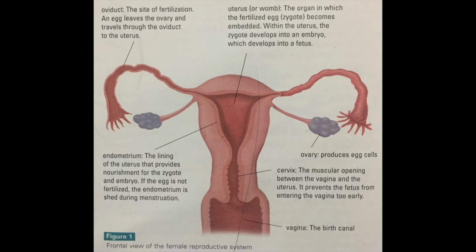Then the cervix, the muscular opening between the vagina and the uterus. It prevents the fetus from entering the vagina too early. There's the vagina or the birth canal. And then the endometrium, the lining of the uterus, that provides nourishment for the zygote and embryo. If the egg is not fertilized, the endometrium is shed during menstruation.